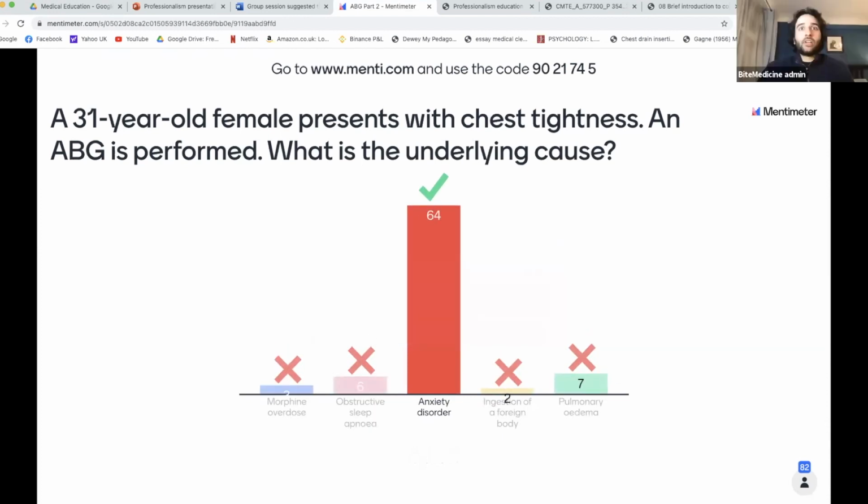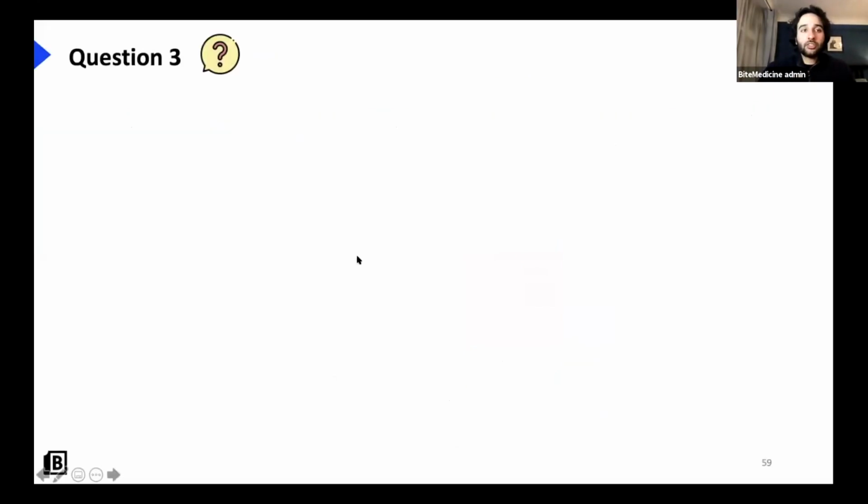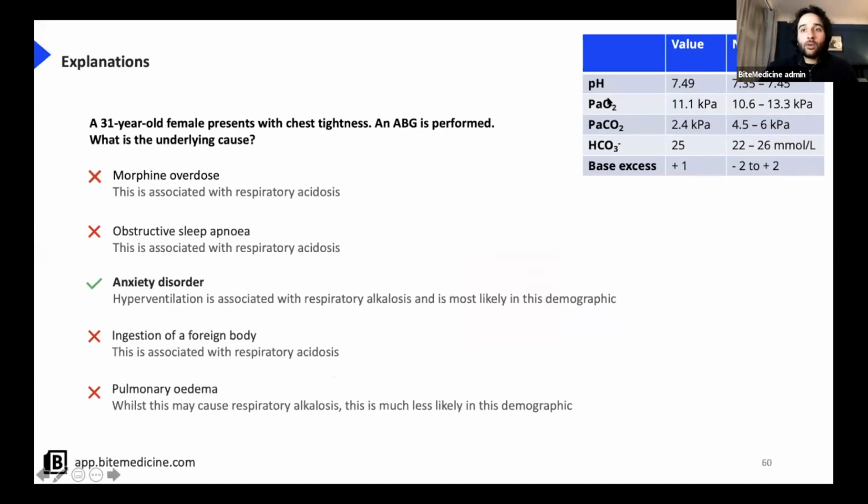Brilliant. Anxiety disorder. So those of you who'd like an explanation, here's a quick explanation. This is actually the next degree of questioning, because what you've done is you've figured out what the blood gas shows, and then you figured out what the cause of that blood gas is. So you've got a respiratory alkalosis here. Your pH is raised, so it's alkalemia. PaCO2 is low, so it's respiratory alkalosis. And there is no compensation. So that's the blood gas, and the most likely cause here is an anxiety disorder.